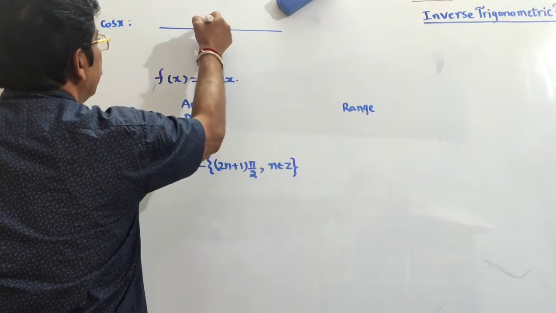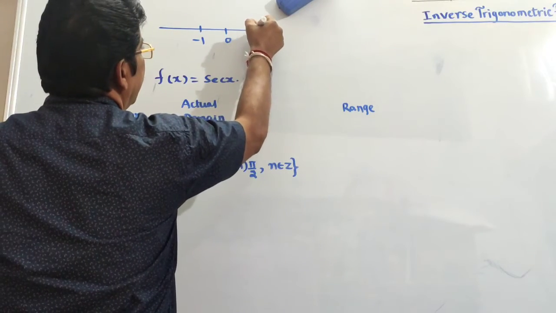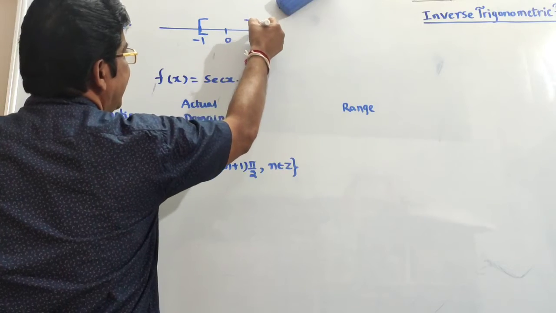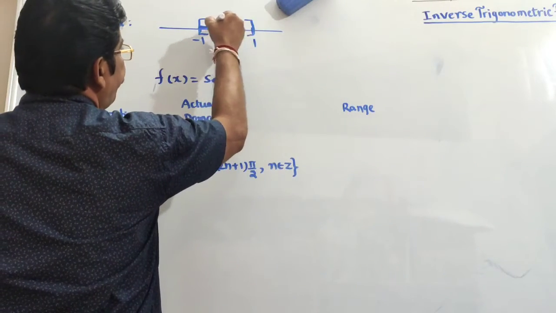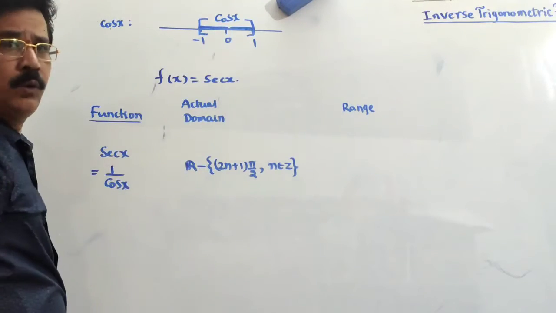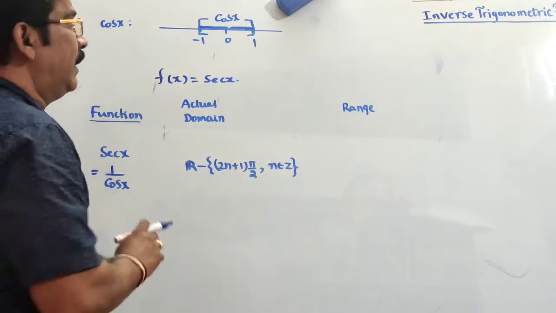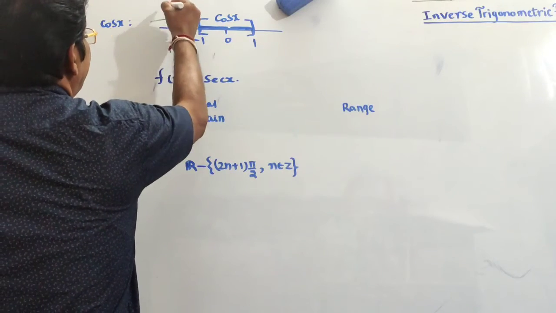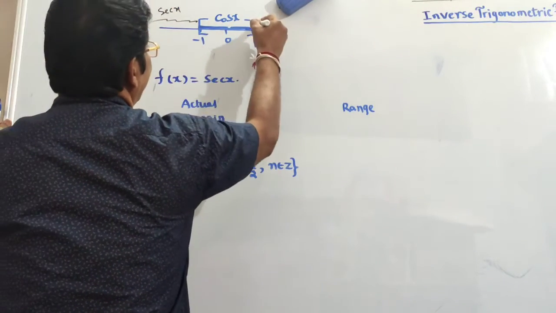This is 0. It will be -1. It will be +1. So this area, it is cos x. The range of cos x is the closed interval of -1 comma +1. What is its reciprocal area? Total this area. It is about secant x.